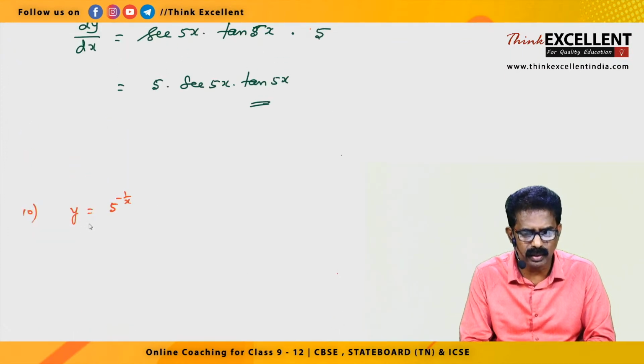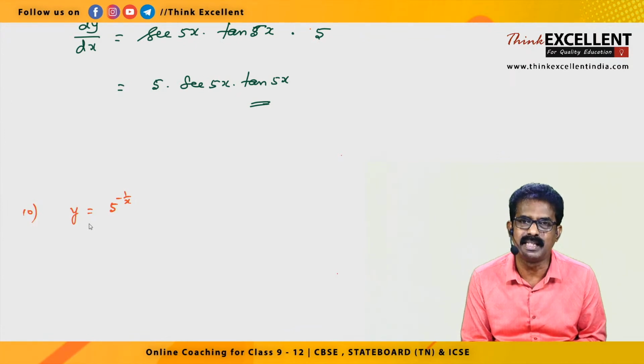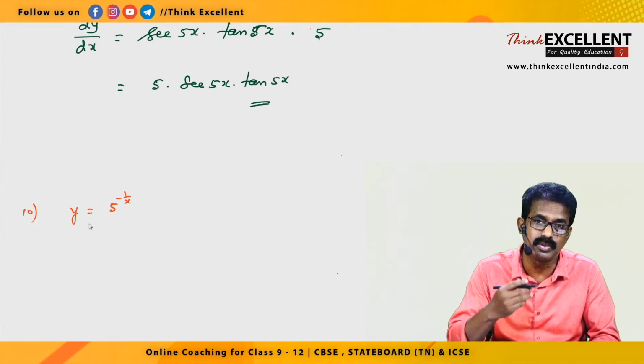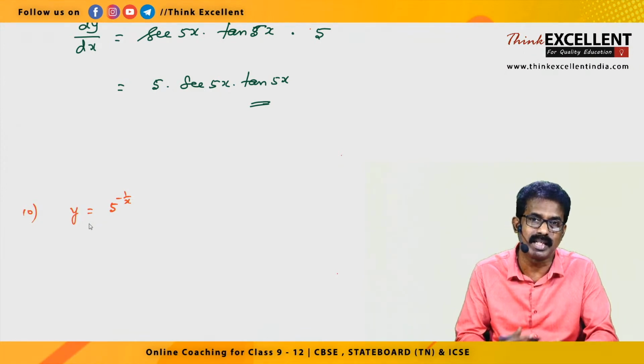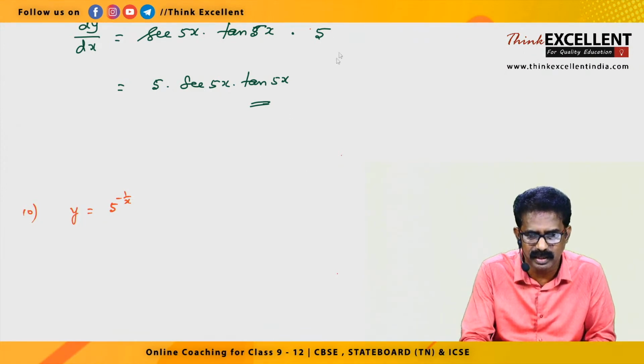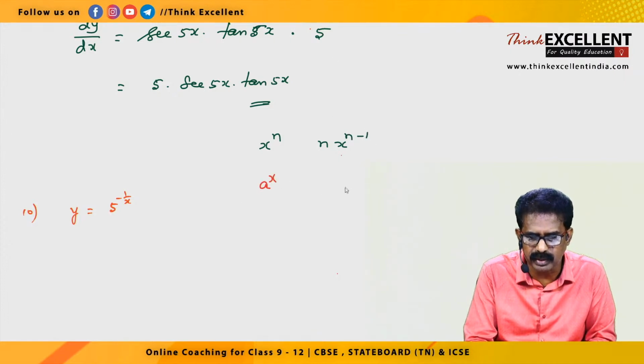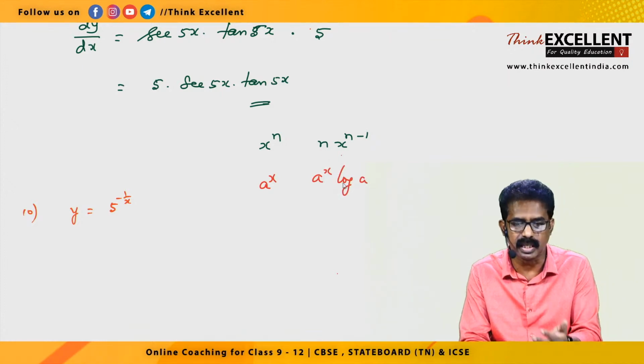So, y equal to 5 raised to minus 1 by x. Last class we did these type of questions, right? A function raised to a constant, and a constant raised to a function. Are you remembering those two formulas? X raised to n, and a raised to x. Be very careful about the confusion. X raised to n derivative is n into x raised to n minus 1. But a raised to x derivative is a raised to x log a.